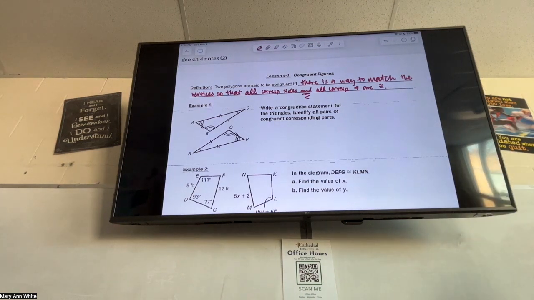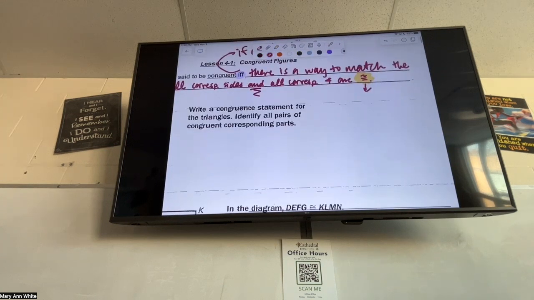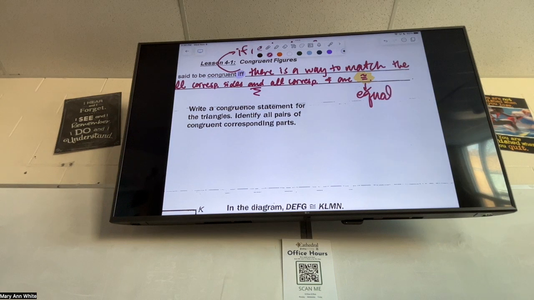Okay. I want you to remind me really quick, what does that IFF stand for? If and only if. Amazing. And then remind me, what does congruent mean? I feel like we know this word well enough now, but how do we define congruent? They're equal, same measure, equal angles, or equal measures.